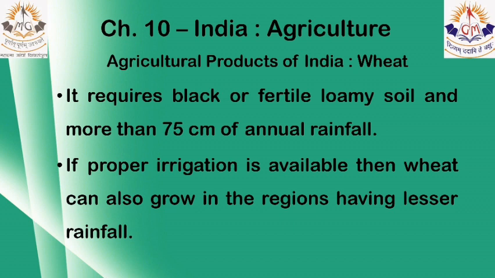So that type of soil is available in western Uttar Pradesh, the whole of Uttar Pradesh, Bihar and Punjab, Haryana, some parts of Rajasthan, some parts of Gujarat, Maharashtra. So all these places we grow wheat. If proper irrigation facility is available, then wheat can also grow in regions having lesser rainfall. What it needs is not rain, but water. So if rainfall is not sufficient, and irrigation facilities are available, that means canals, wells, tube wells, which pump out the water from underground, then also you can grow the wheat crop.